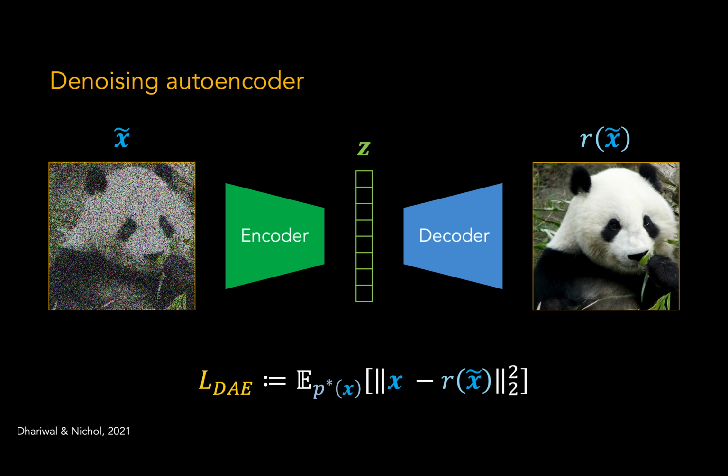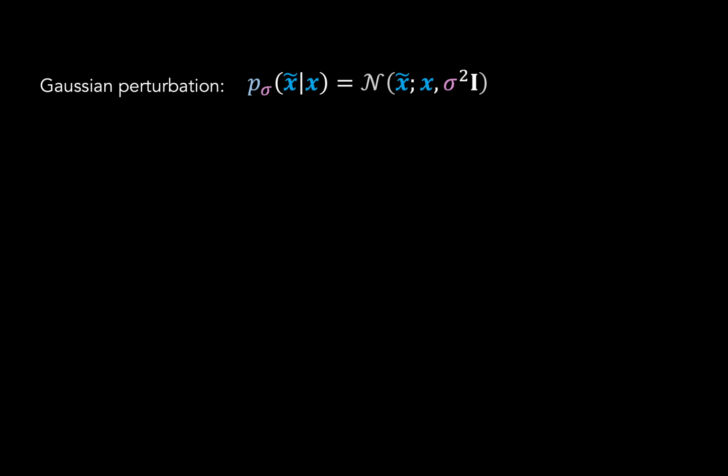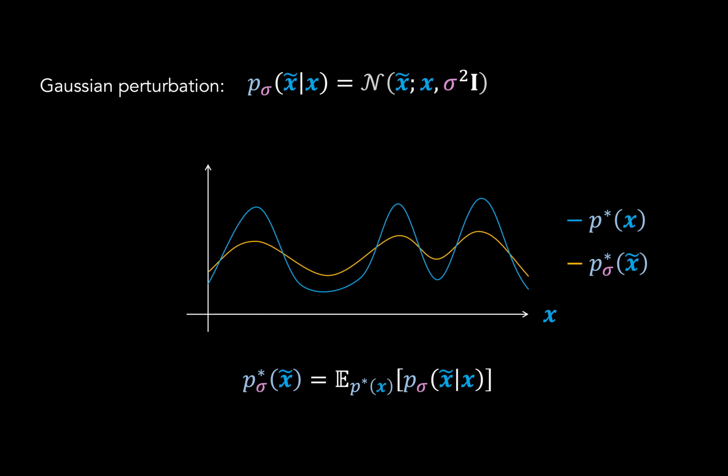But how does all this tie into score matching? Well, consider for a moment that we use a Gaussian as our perturbation, with standard deviation sigma. If we apply this perturbation on p star, then we'll get a smoothed version of it, which we call p star sigma. Now, it turns out that learning to reverse this Gaussian perturbation is equivalent to predicting the score of the perturbed data distribution.